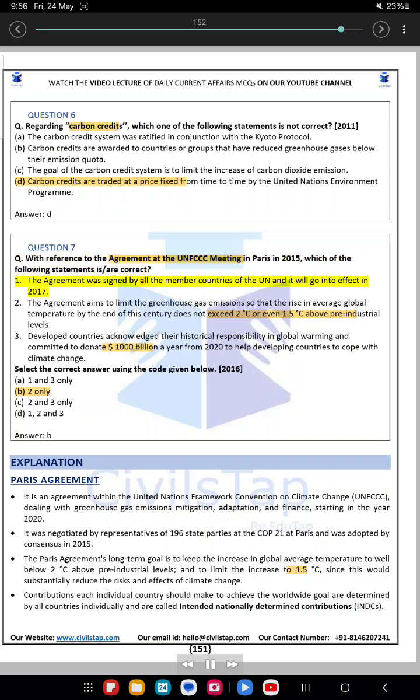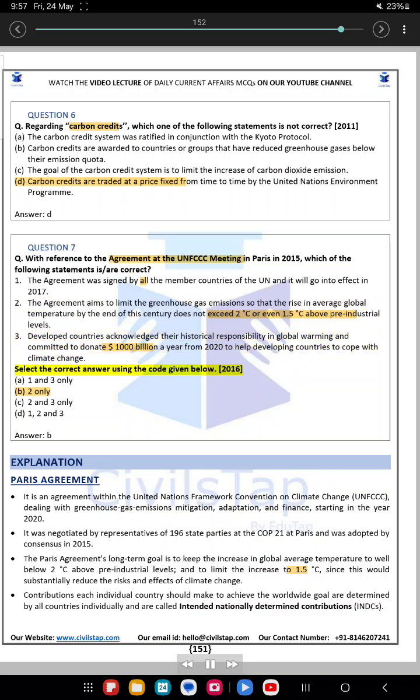The agreement was signed by all the member countries of the UN and it will go into effect in 2017. 2. The agreement aims to limit the greenhouse gas emissions so that the rise in average global temperature by the end of the century does not exceed 2 degrees Celsius or even 1.5 degrees Celsius above pre-industrial levels. 3. Developed countries acknowledge their historical responsibility in global warming and committed to donate $1,000 billion a year from 2020 to help developing countries to cope with climate change.